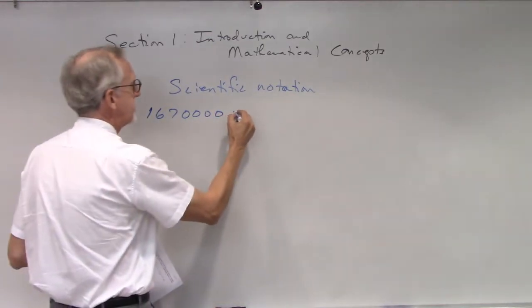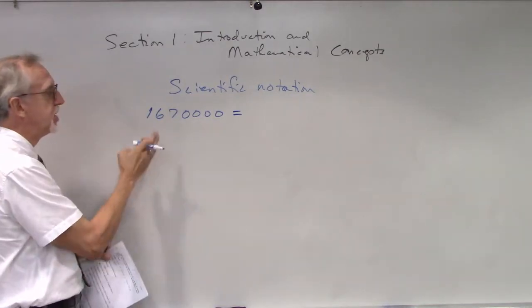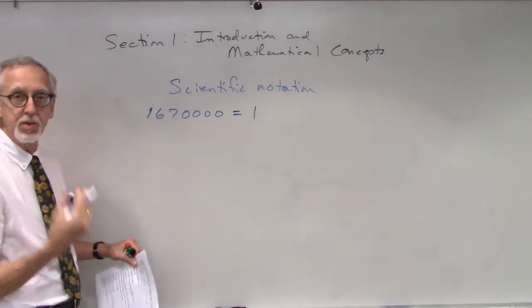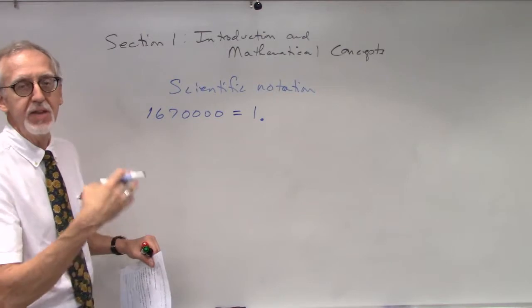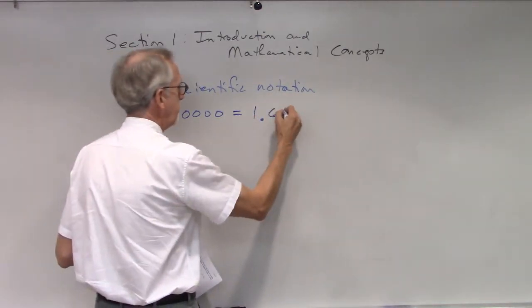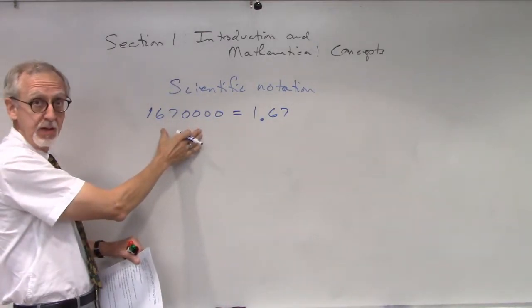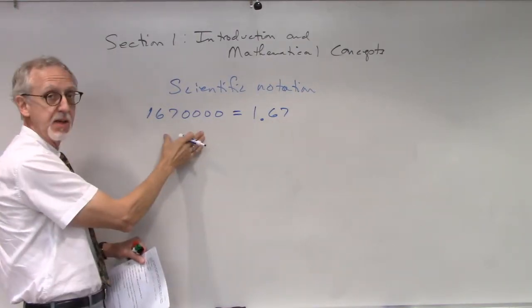Now, to write this in scientific notation, we write the first non-zero digit on the left, which in this case will be a 1. We follow that with a decimal point. And then after the decimal point, all of the other significant digits. Now, in this case, we have 6, 7. Now, 1.67 is obviously not the same as 1,670,000, so we need to make this bigger to make it the same size as this.